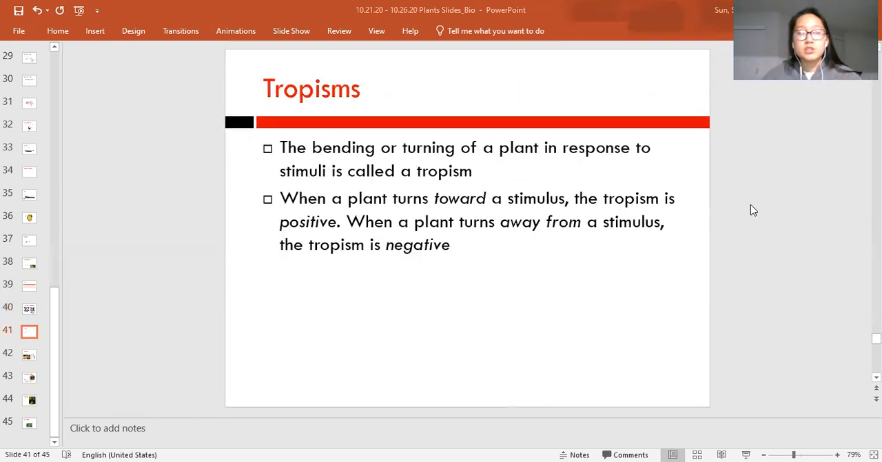So tropisms. The definition of a tropism is the bending or turning of a plant in response to stimuli. Remember, stimuli means anything that is affecting an organism from the outside environment. Actually, it can also be internal, but generally when we're talking about plants, we're talking about external factors that are affecting the plant. So when a plant turns toward a stimulus, if a plant starts to face a factor, that means that tropism is positive, right? The plant likes it, so it's going to go towards it. When a plant turns away from a stimulus or goes away from a factor in the environment, that tropism is negative, right? If you don't like something, you're going to go away from it. That's a negative response because you don't like it. Does that make sense?